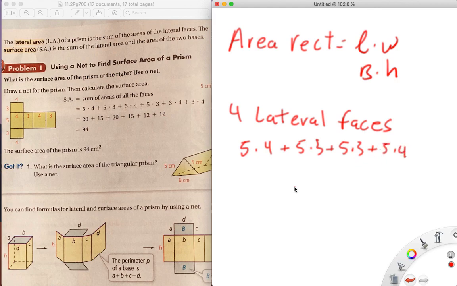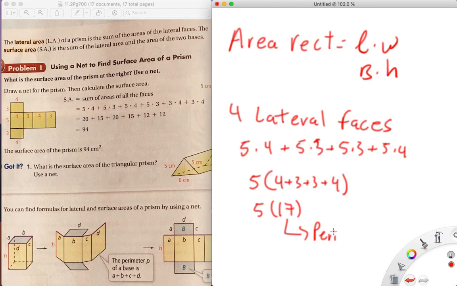Here's the thing that you can do with this. Your book doesn't really show it algebraically, but if you notice, all of these are being multiplied by 5. I can actually factor out the 5 and say it's 5 times the sum of 4 and 3 and 3 and 4. Then I can add all of these up and say it's 5 times 7 plus 7, which is 17. This 17 is the perimeter of the base.